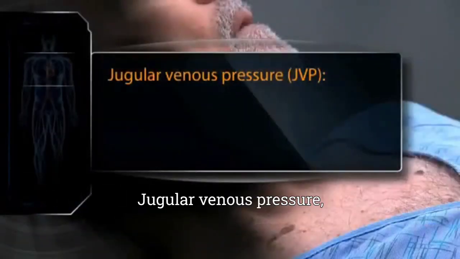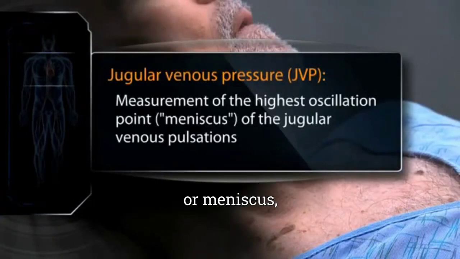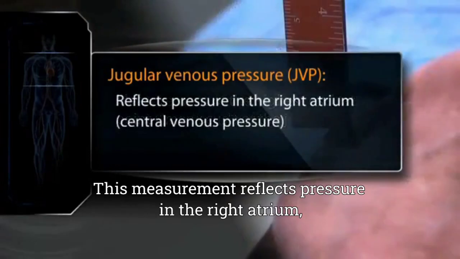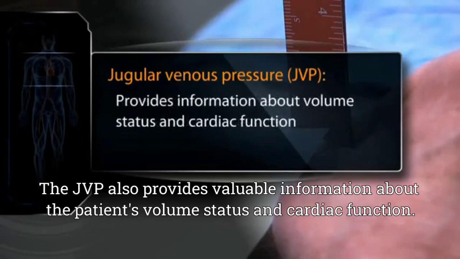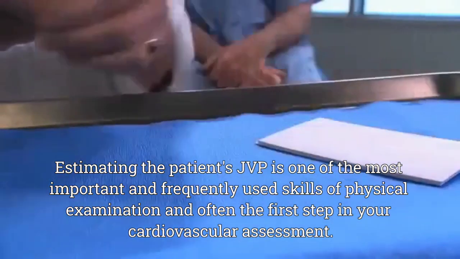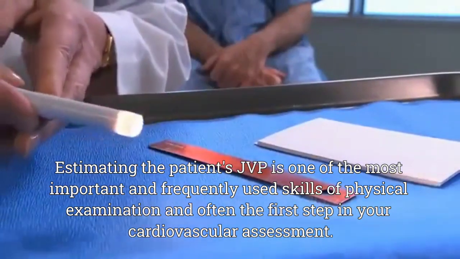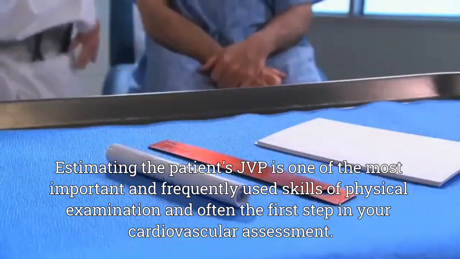Jugular venous pressure, or JVP, is a measurement of the highest oscillation point, or meniscus, of the jugular venous pulsations. This measurement reflects pressure in the right atrium, that is, central venous pressure. The JVP also provides valuable information about the patient's volume status and cardiac function. Estimating the patient's JVP is one of the most important and frequently used skills of physical examination, and often the first step in your cardiovascular assessment.